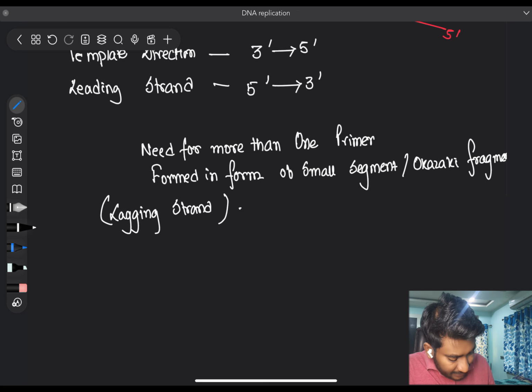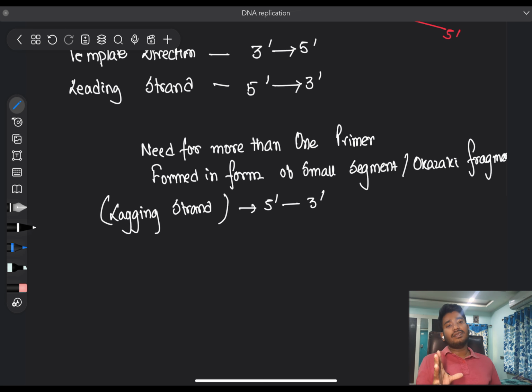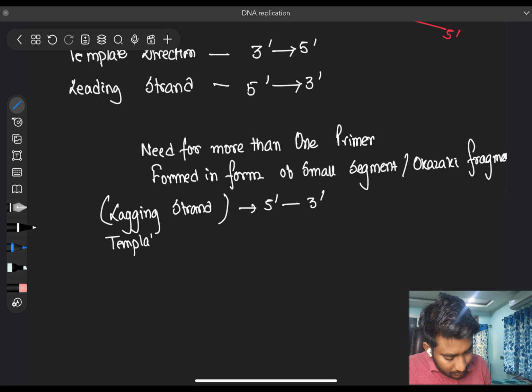Okay, the lagging strand is 5 prime to 3 prime. So the lagging strand is synthesized in the same 5 prime to 3 prime direction as the leading strand. Okay, and the template direction is 5 prime to 3 prime here.